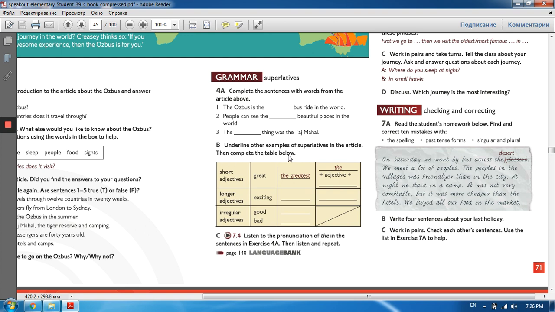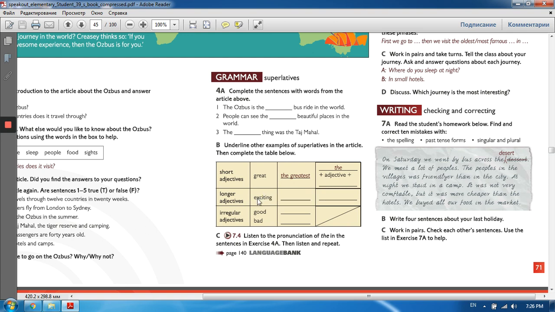Exercise B. Underline all the examples of superlatives in the article. Then complete the table. So we have got here adjectives, short adjectives, longer adjectives, and irregular adjectives. So great is our short adjective. And if we want to make its superlative degree, we add only est at the end of the word, as you see here, the greatest. And the rule is the plus adjective plus est. We have to write here est.